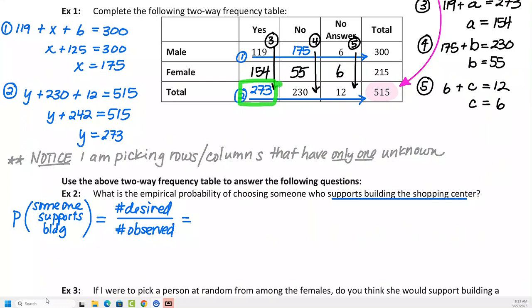Now you're all like, well, that's total, right? But it's the total number of yeses. It's not the total number of people, right? So this is the desired outcome. It's that 273. Over, and then how many people total are there in this survey? Yeah, it's the 515 that's right here. That's the total of totals, 515.